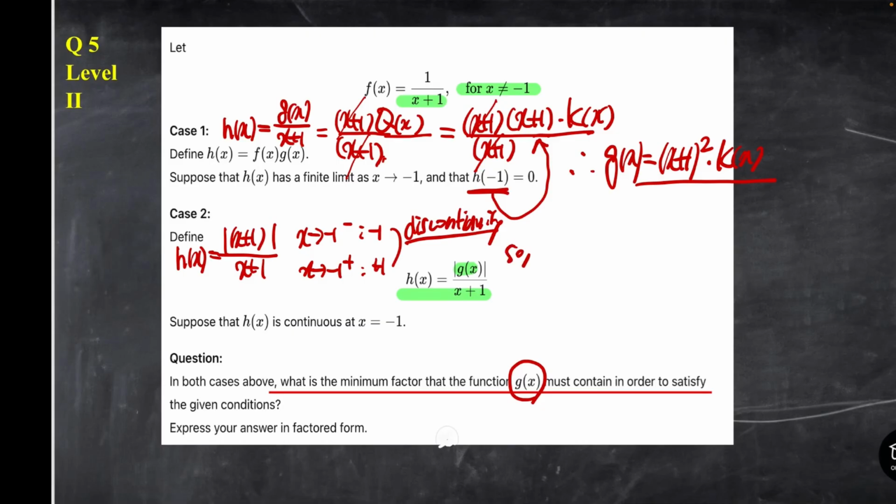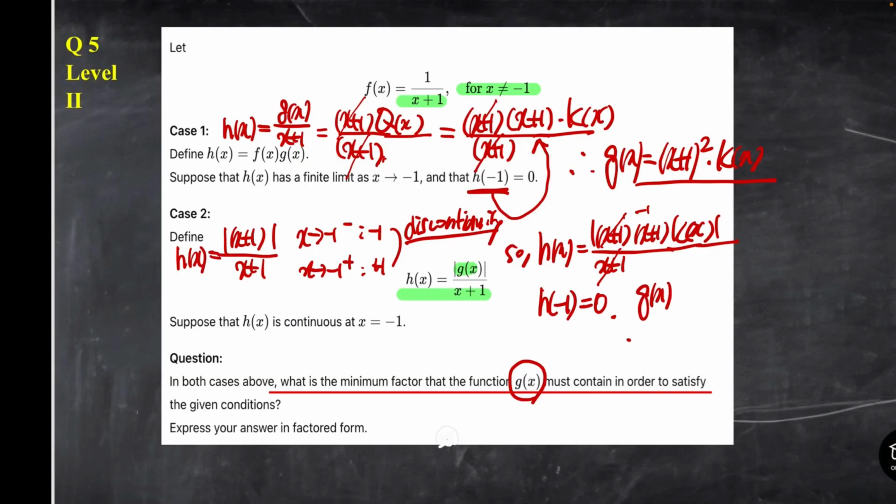So once again, one factor of x plus 1 is not enough. To remove the discontinuity, g of x must go to 0 faster than x plus 1. This means g of x must contain at least two factors of x plus 1. In that case, the absolute value of g of x behaves like the square of x plus 1, and h of x simplifies to x plus 1, which approaches 0 continuously as x goes to negative 1.